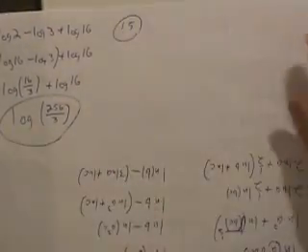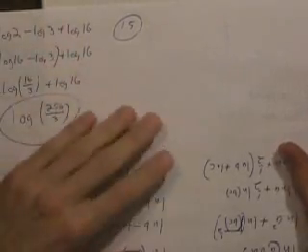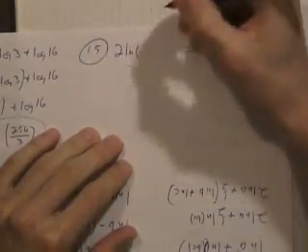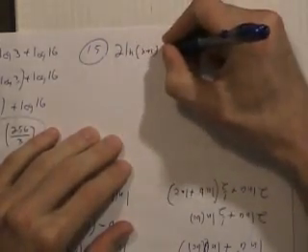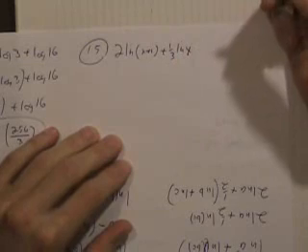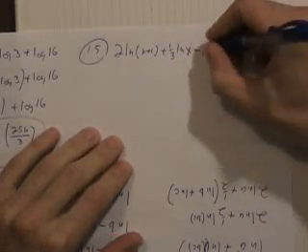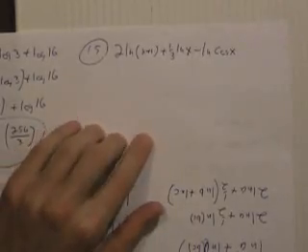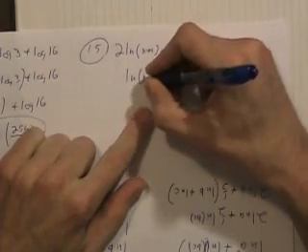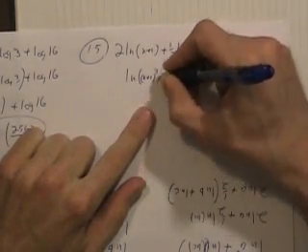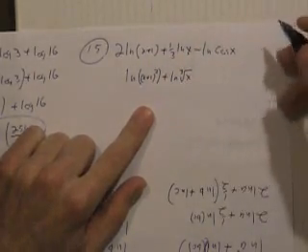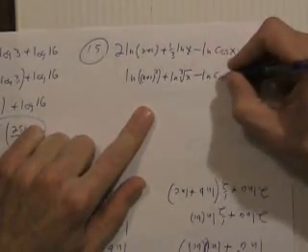Number 15. What do we have here? Okay, it's another condensing one. So 2 ln of x plus 1 plus 1/3 ln of just x by itself minus ln cosine x. Alright, once again, pull in the powers. Ln of x plus 1 quantity squared plus ln of the cube root of x, x to the 1/3, minus ln cosine x.